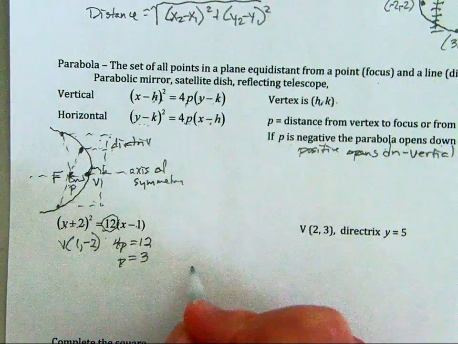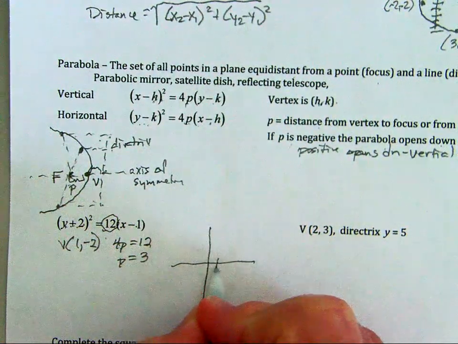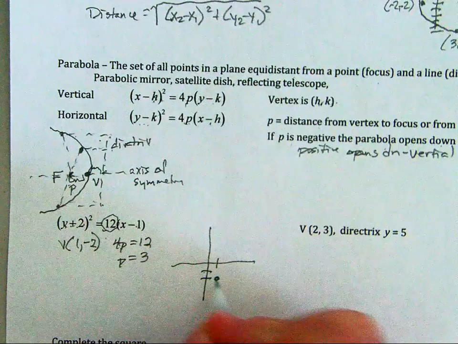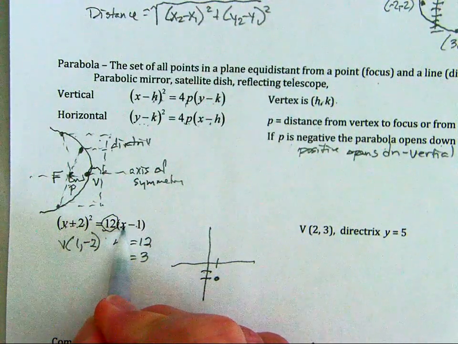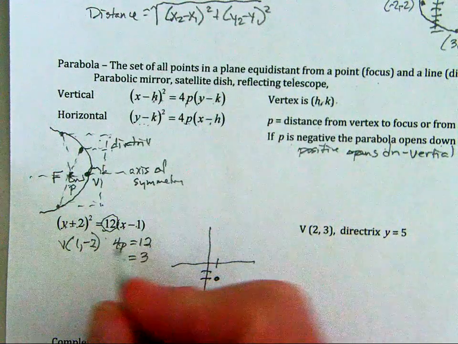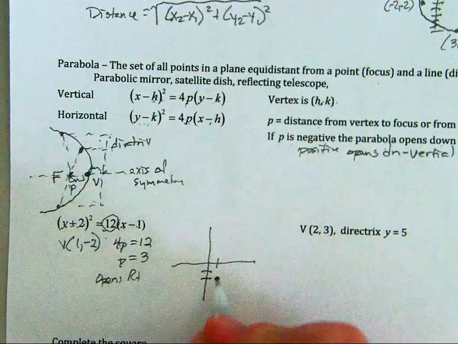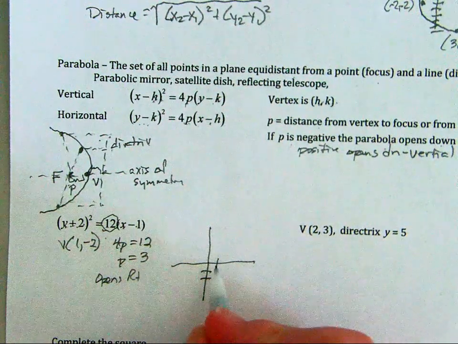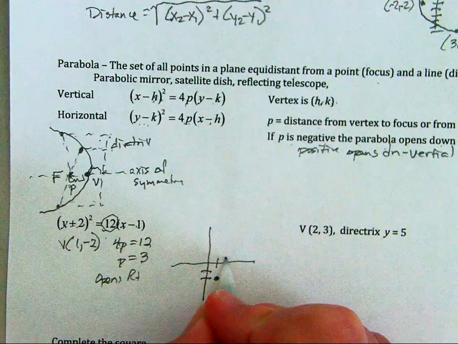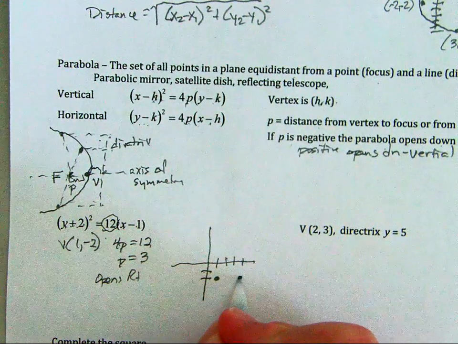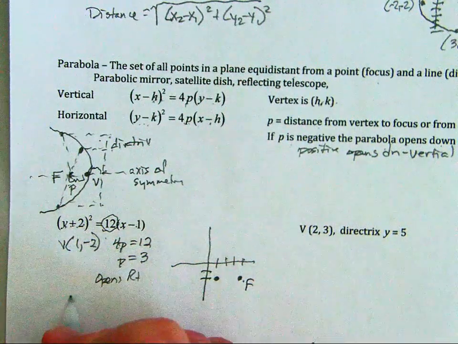If we graph that, we know our vertex is (1, negative 2). Here, x is not squared, so this opens left or right. P is positive, so this one opens right. So if this is our vertex, our focal point is always in the direction it opens. P is 3. If I go right 3, there's our focal point. So our focal point is at (4, negative 2). You can just read that off the graph.